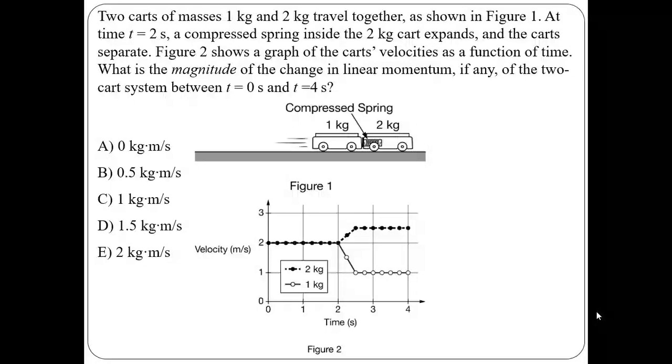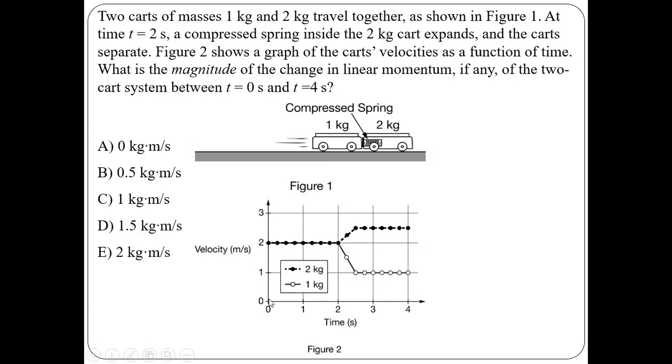In this particular video, I'm going to show you how to attack a few different types of momentum impulse problem, this being the first one. So in this first scenario, you have two carts, 1 kilogram and 2 kilogram, attached to a spring, initially moving to the right, and then the spring is going to uncompress, and it's going to cause these two carts to separate. If you look at this particular velocity time graph given here, it shows that the system is initially moving to the right at a rate of 2 meters per second.